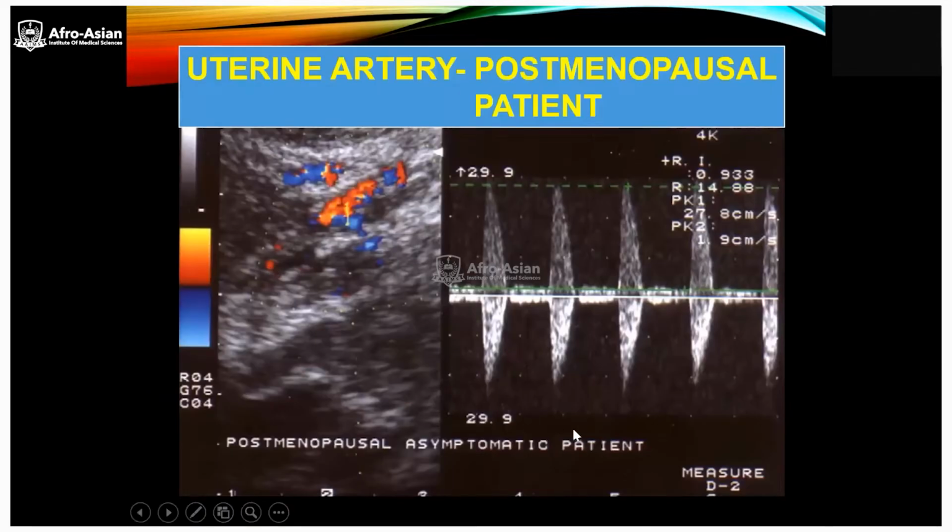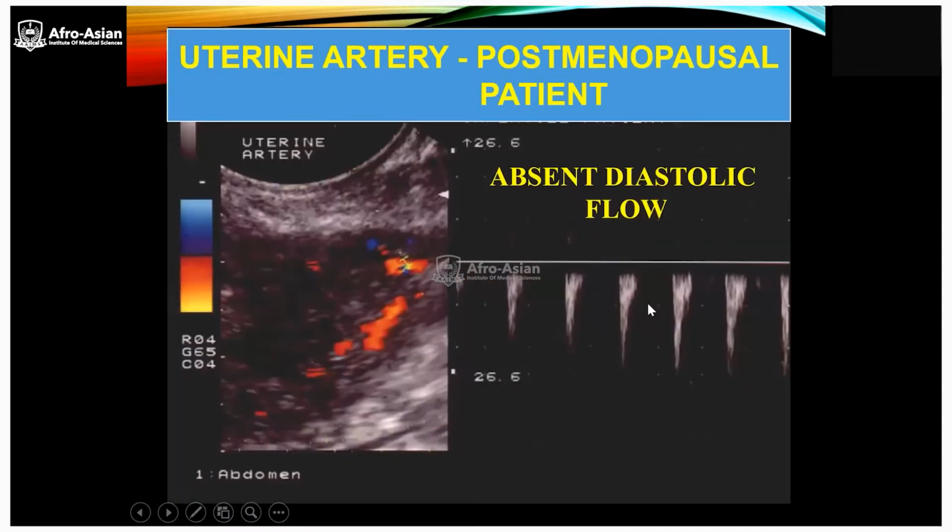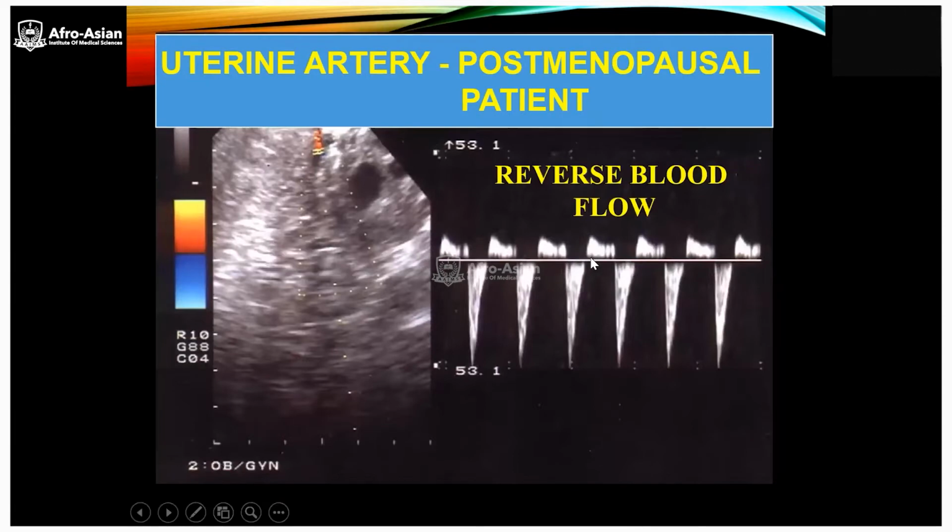Here is again the uterine artery, which is postmenopausal. Look at this, the diastolic has decreased as compared to the systolic. This is systolic, diastolic, whereas this is the mirror image of the spectrum. Postmenopausal patient, in here we can see the diastolic is absent and systolic is also a bit smaller as compared to the normal. So absent diastolic flow. This is reversal of the diastolic flow.